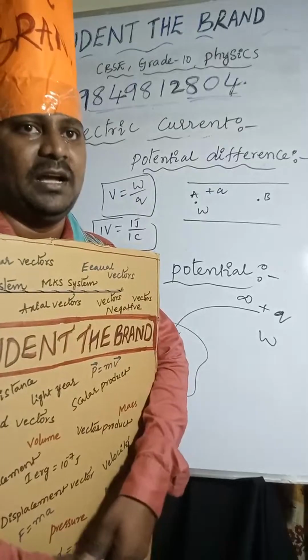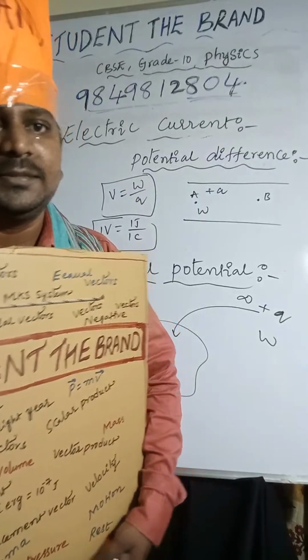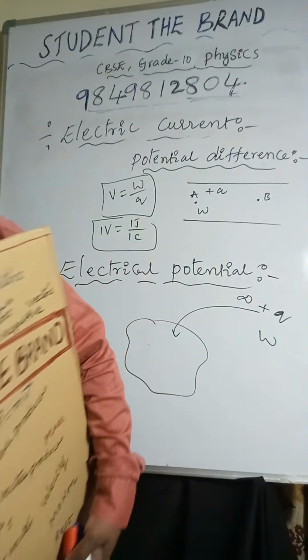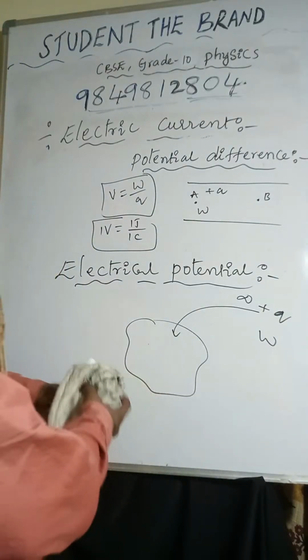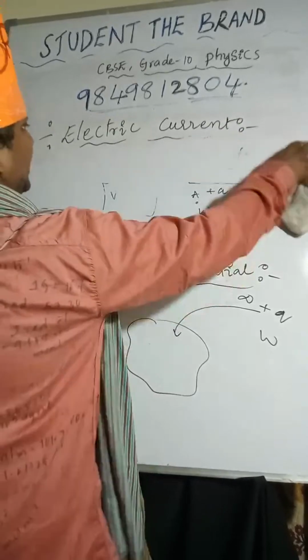Coming to Ohm's law. So now we will discuss Ohm's law. Ohm's law is nothing but: the potential difference across the ends of the given metallic conductor is directly proportional to the current flowing through it.